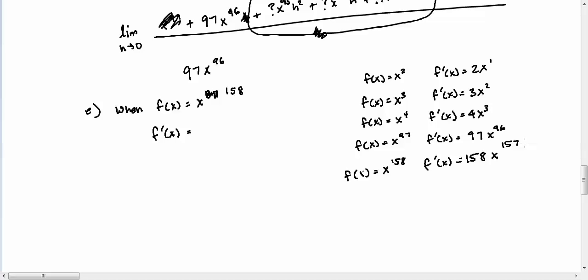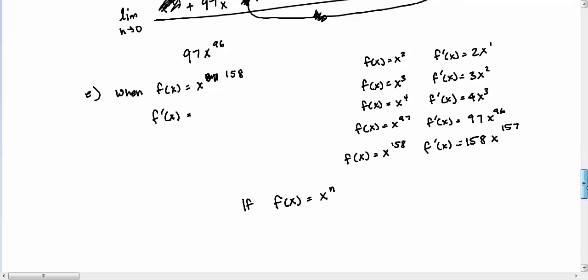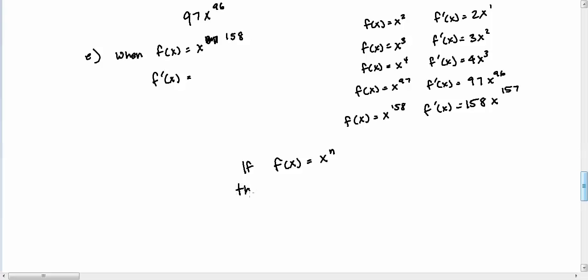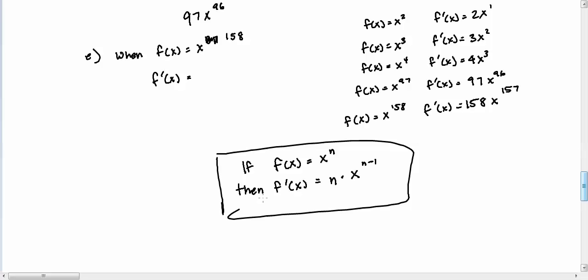Let's actually make up our power rule. If f of x is equal to x to the nth power, then f prime of x is equal to n times x to the n minus 1. This is called the power rule.